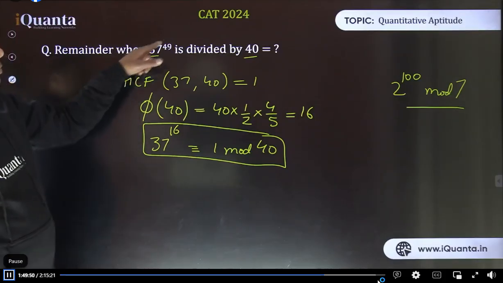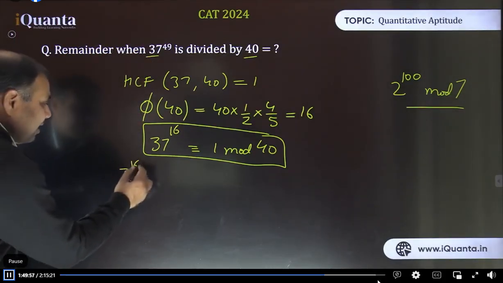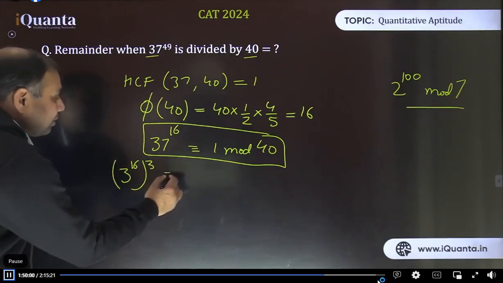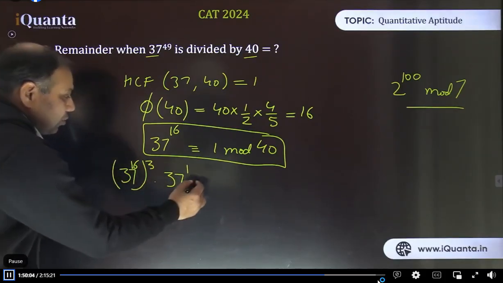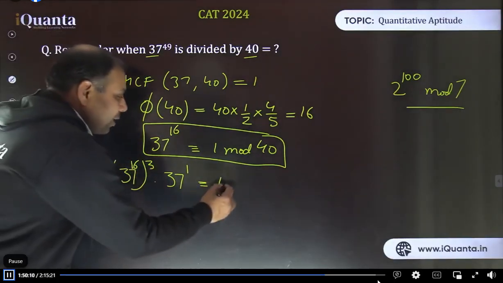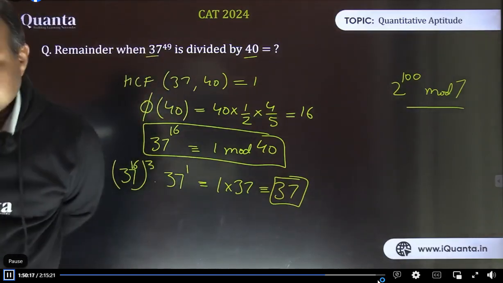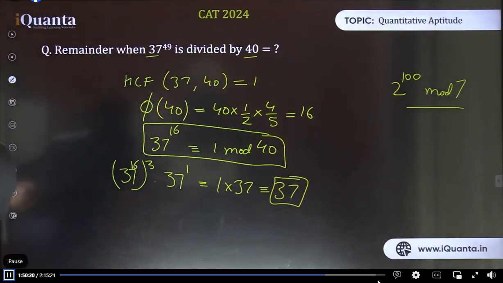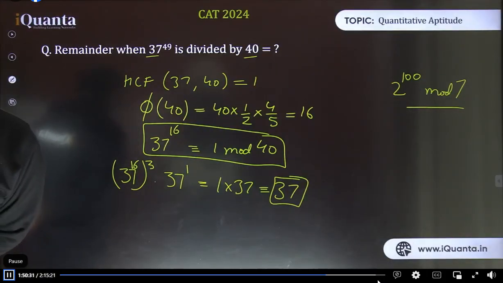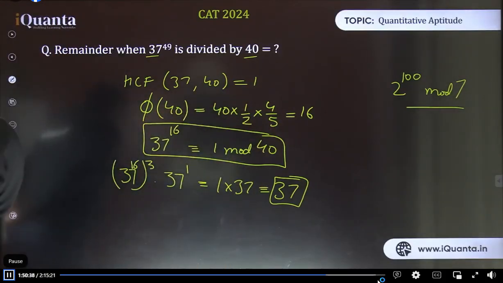Now this power 37 power 49 can be broken as 16, 16, 16 and 1. So there are 3 groups of 37 power 16 and there is one 37. We need to calculate the remainder for this. It is 1 into 1 into 1, that is 1 cube, 1 only. So again 1 into 37. Again remainder is 37. Sumit is asking, sir, we can also do 37 power x mod 40 where x is 49. Euler of 40 we have calculated now. Euler of 40 is 16. The Euler value for 40 is 16, not 49.